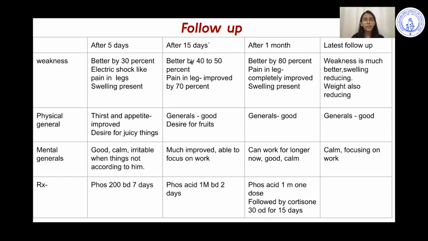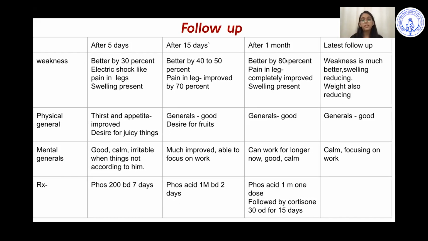After 15 days, his weakness improved by 50%, pain in the legs also improved, his diet, sleep, everything improved. His desire for fruit is still there. And he said, now I'm able to work. He was no longer in the state of indifference. Now he's able to focus on his work. So again, we repeat phosphoric acid with higher potency.